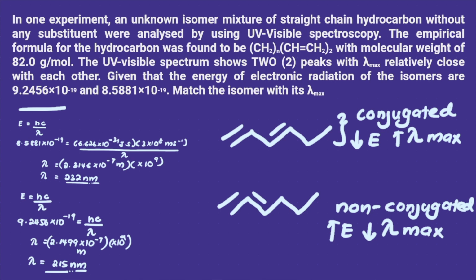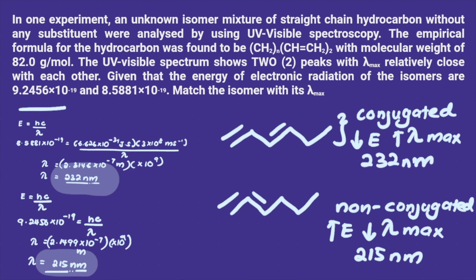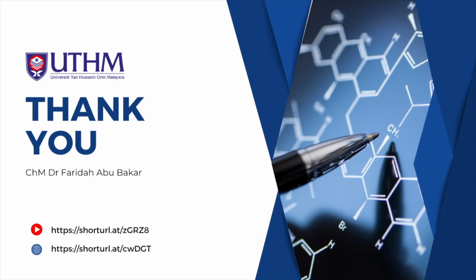So let's compare. This one is 232 and the other is 215. Therefore here you need to write 215 nanometer, and for the first one it is going to be 232 nanometer, because it should have lower energy and higher lambda max. So this is the final answer for the fourth question.